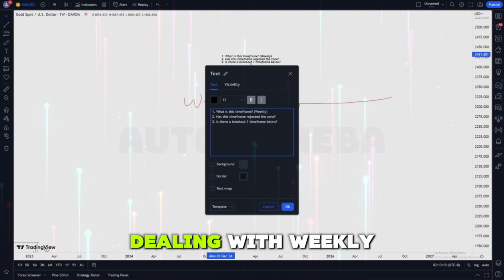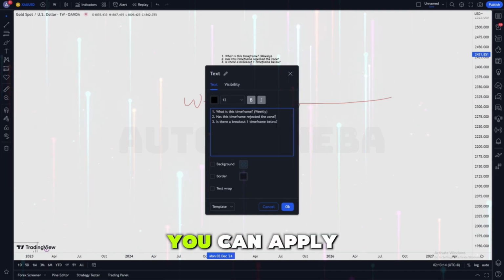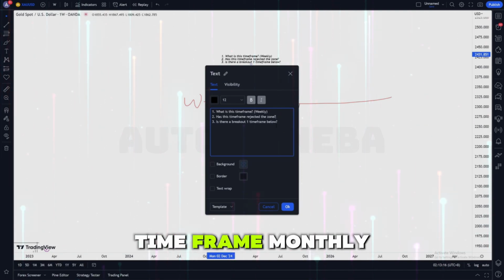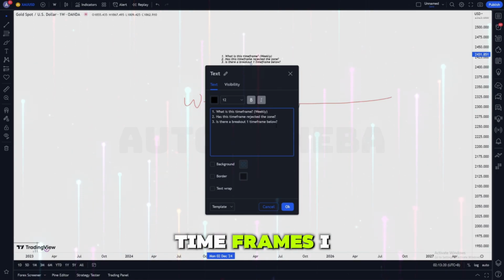Okay, let's assume we're dealing with weekly. Don't worry. Oh, but Avi, you said we also have to keep in mind about monthly. Yes, you can apply this to every time frame, monthly all the way down. But first of all, it's monthly, weekly, daily. Those are the time frames I mess about.